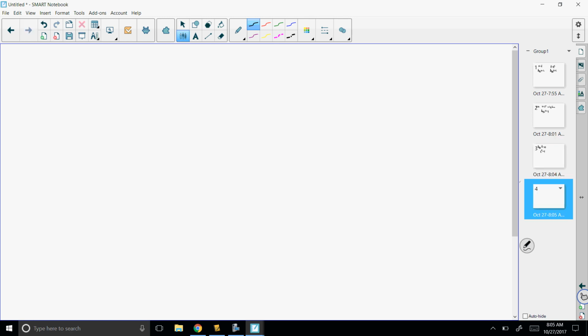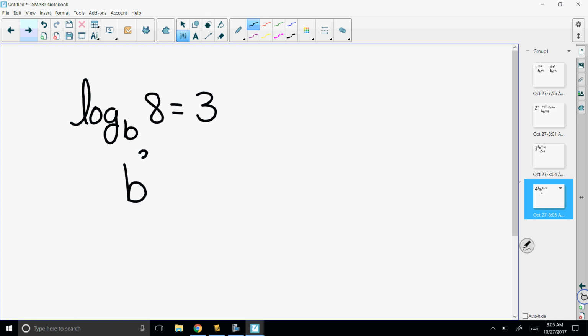So then they will ask you to actually solve some log problems. So I have log 8 base b equals 3. And they say, what is that base? I would first change it into an exponential format. So your base is b, the exponent is 3, and that gives you the answer. Now, right away, we can look at that and say that b is 2, because 2 cubed is 8. So I know that b is equal to 2.